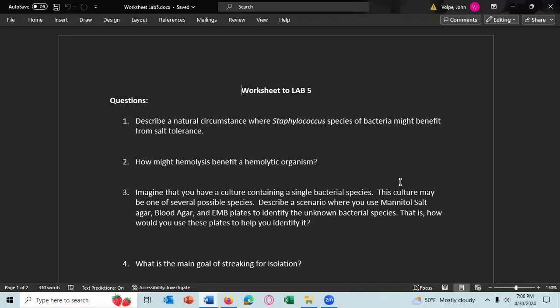2, explain how hemolysis might benefit a hemolytic organism. So we have a hemolytic bacteria. How could its hemolytic ability benefit the bacteria?